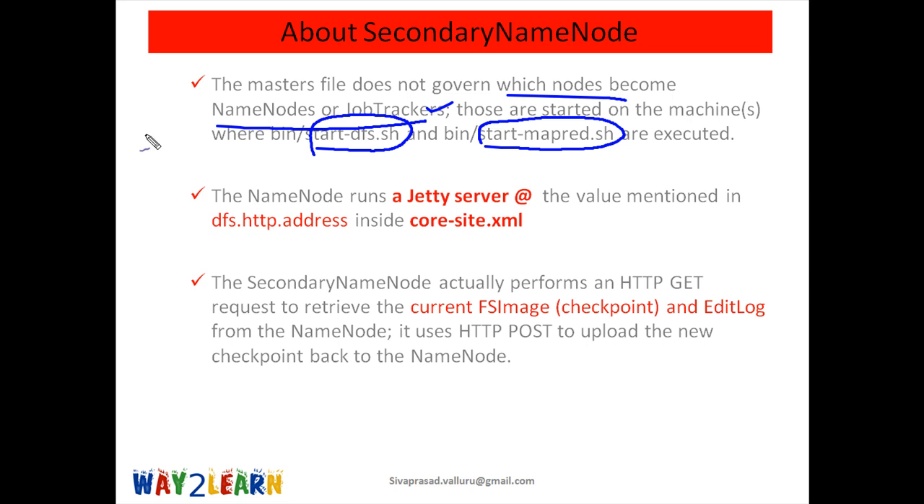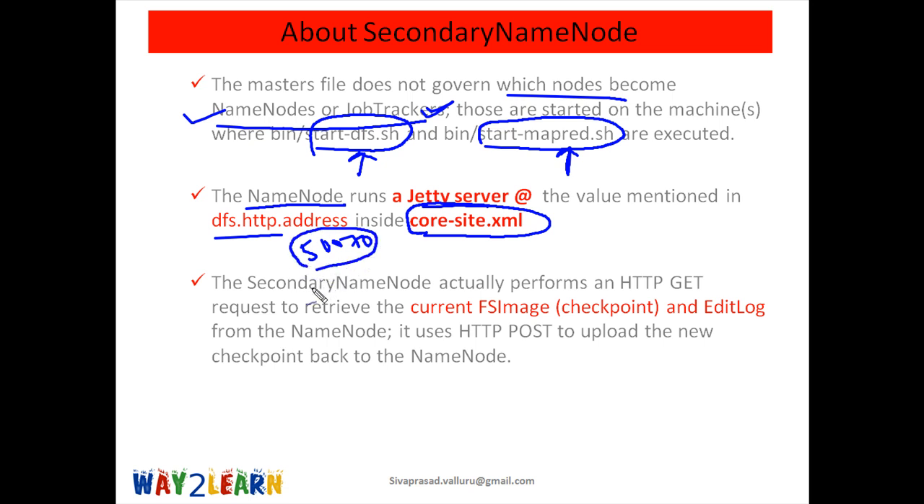But where does the name node start? On whatever machine you are running start-dfs.sh, on that machine the name node will be started. On whatever machine you are executing start-mapred.sh, on that machine the job tracker will be started. And internally the name node runs a Jetty server at the address mentioned inside core-site.xml. By default the port is 50070. That's where we connect to see in the browser, right?